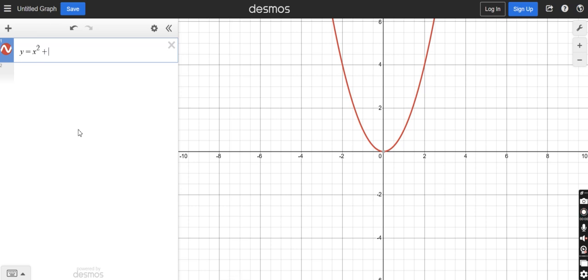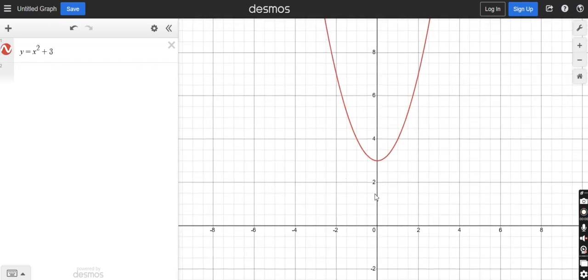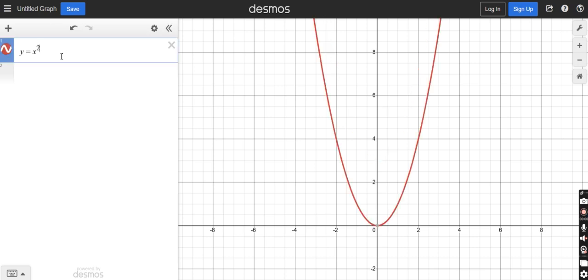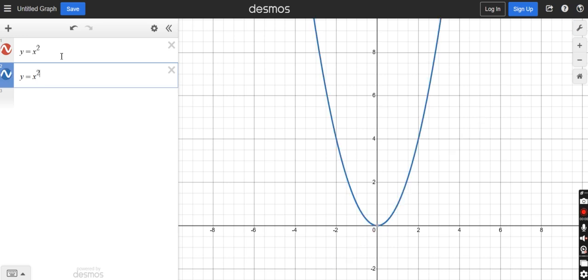So the first kind of transformation happens when we add a number to the end of the x squared. So if I add, let's say, a plus 3 here, what we'll notice is that the entire parabola has gone up 3 units. So let's bring this back to the original, and if I have them side by side, one under the other, I will write it like this, x squared plus 3, and you can see them now, one under the other. So the red one was my original, my new one has gone up 3.